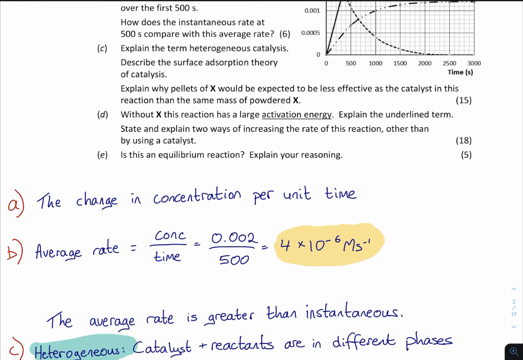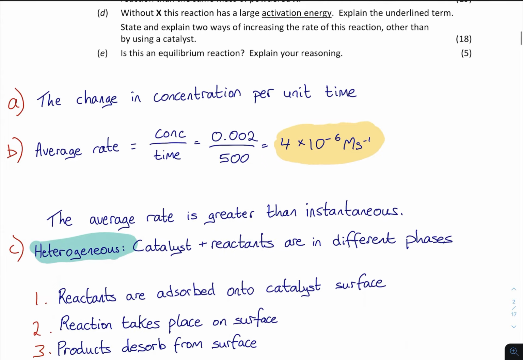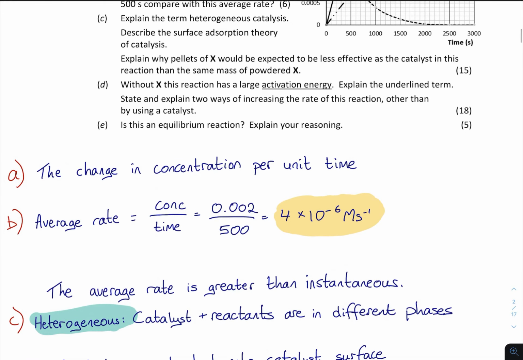C, another definition. Explain the term heterogeneous catalyst and describe the surface adsorption theory. So let's start off with heterogeneous catalysis. Heterogeneous catalysis is where the catalyst and the reactants are in different phases. Now, lots of people think that different states matter, like one's a solid and the other one's a liquid, one's a gas and the other one's a solid, and so forth. That's kind of the case, but it's very simplistic.